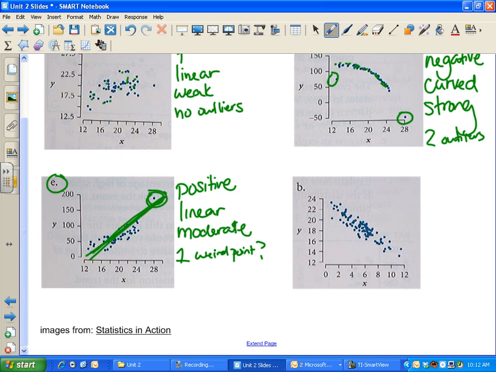So I'm going to ask you to go ahead and finish up with B. Go ahead and describe those 4 things: the direction, the shape or structure, the strength that you see, and identify if there are any unusual points.